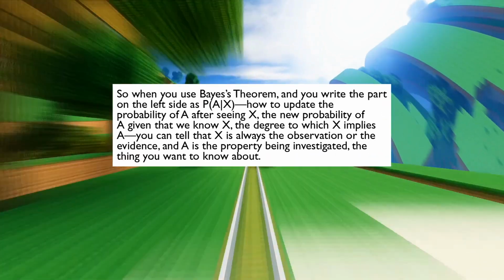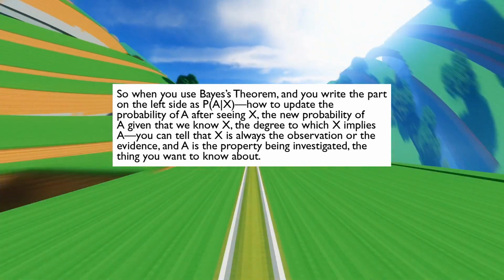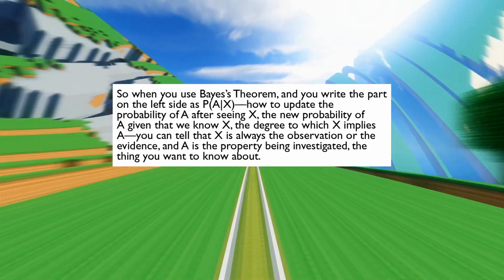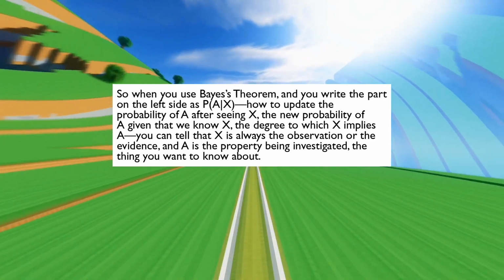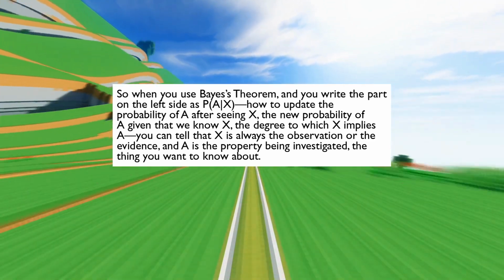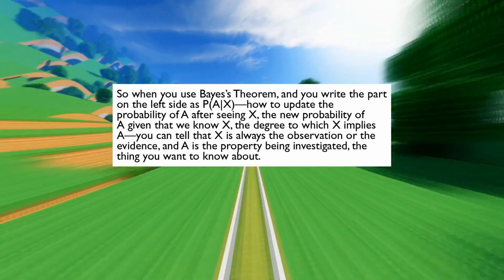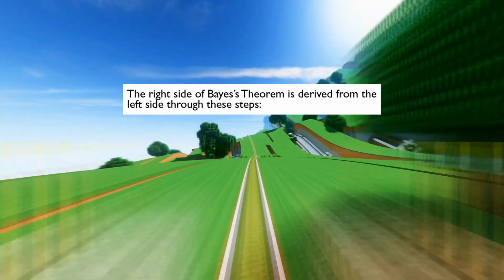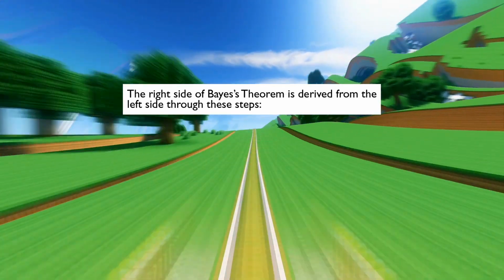So when you use Bayes' theorem, and you write the part on the left side as P(A given X), how to update the probability of A after seeing X, the new probability of A given that we know X, the degree to which X implies A, you can tell that X is always the observation or the evidence, and A is the property being investigated, the thing you want to know about. The right side of Bayes' theorem is derived from the left side through these steps.